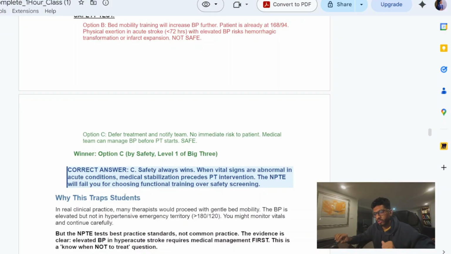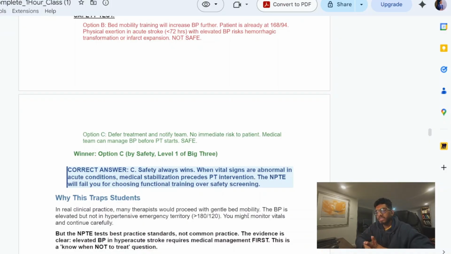Now, why does this trap students? In real clinical practice, many therapists would proceed with gentle bed mobility. The BP is elevated, but not in hypertensive emergency territory, which is 180 over 120 or above. So you might monitor vitals and continue carefully, but the NPTE tests the best practice standards, not the common practice.